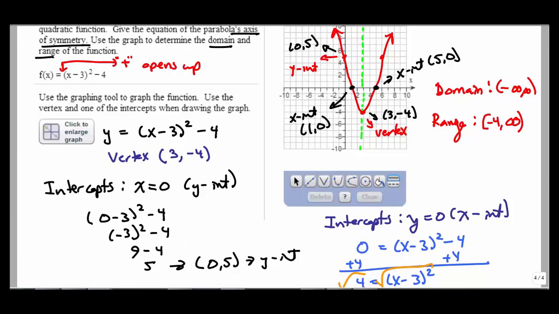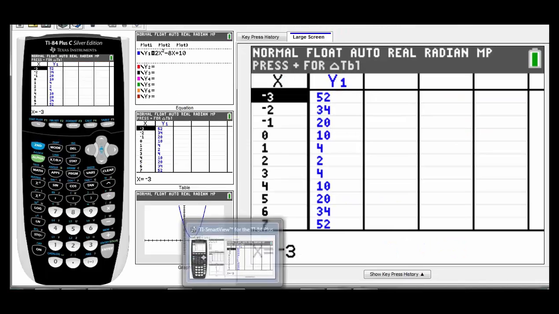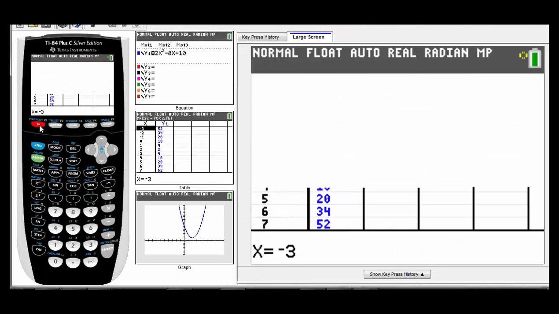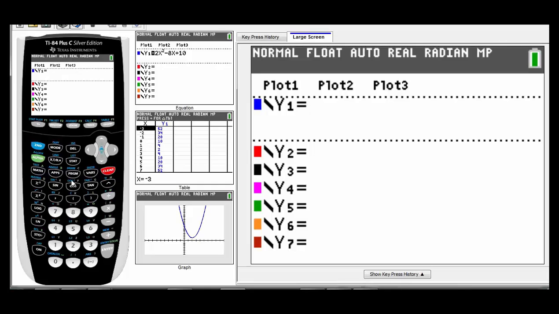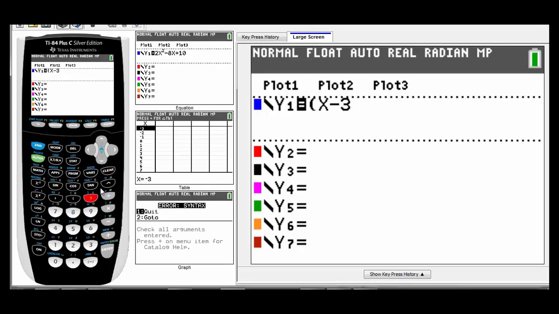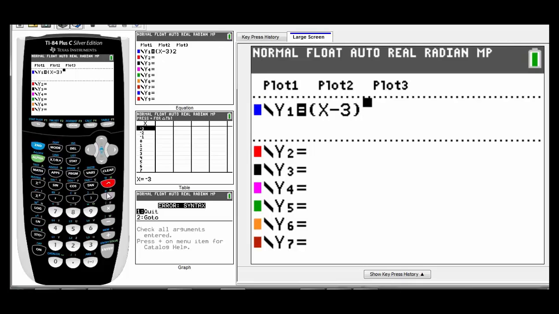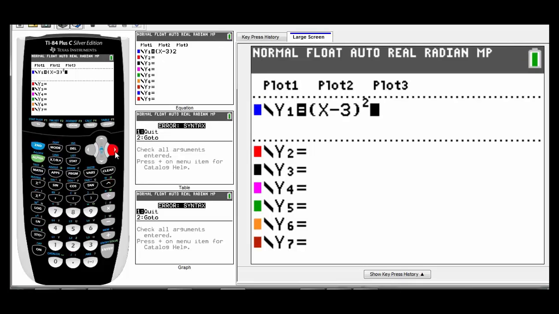Let me try and reopen that again. Okay, here we are. So we want to go into y equals, and our graph for this case, I believe, was (x minus 3) quantity squared. Whoops, to get that exponent in there. So (x minus 3) quantity squared, and then we had a minus 4.